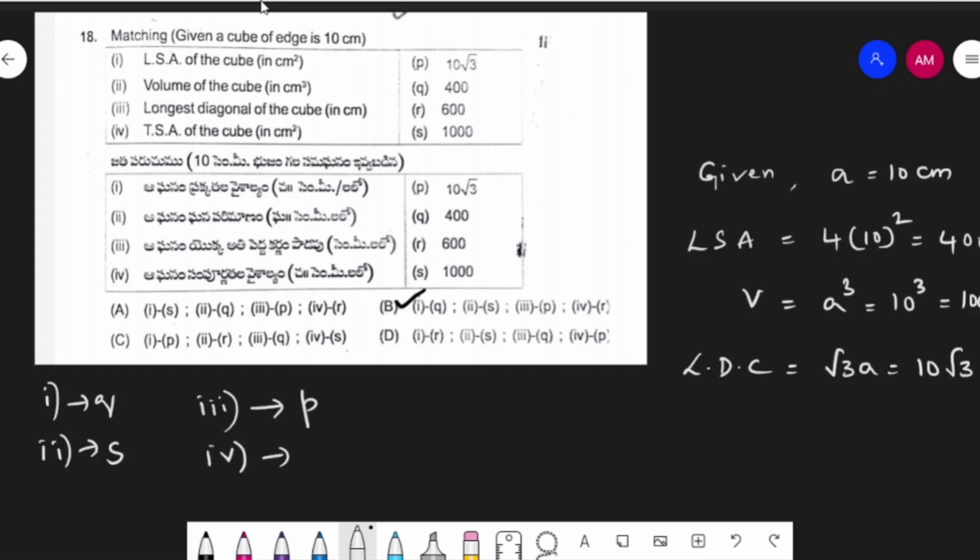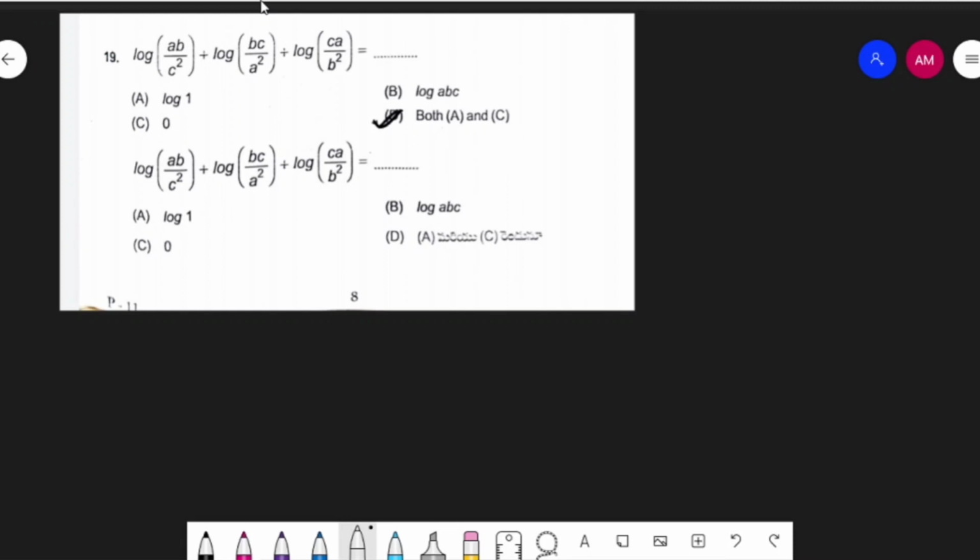So the fourth one, total surface area. Total surface area is nothing but 6a squared. So 6 into 10 squared, that is equal to 600 centimeters squared. So the fourth one is mapped to R. 1 to Q, 2 to S, 3 to P, 4 to R. So what is the correct option for the 18th problem? It is B. 19th one: log of AB by C square plus log of BC by A square plus log of CA by B square is equal to.